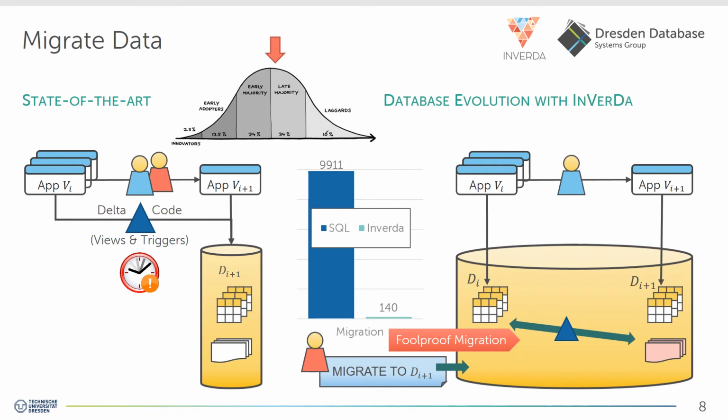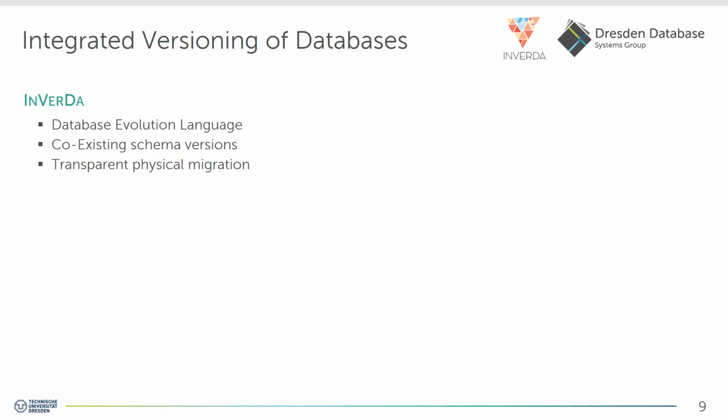so it really realizes foolproof and robust database evolution and migration. To sum up, InVerDa uses a database evolution language based on SMOs to realize coexisting schema versions and transparent physical migration. This should allow database developers to keep the pace with agile software development.